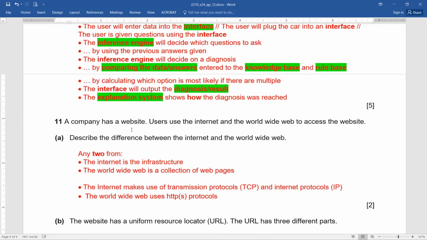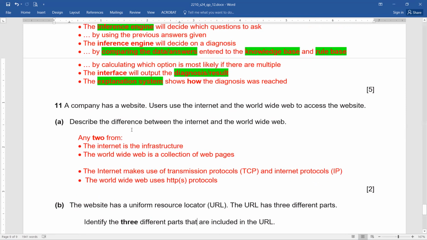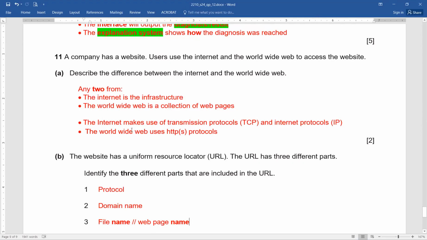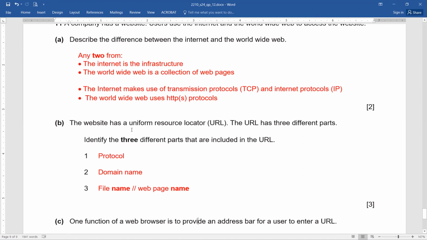The website has a URL, Uniform Resource Locator. The URL has 3 different parts. Can you recall and identify 3 different parts that are included in the URL? Okay, that's wonderful. Can you recall quickly? One of it you have recalled. 3 parts of the URL. Okay, excellent, Ali. It's your protocol, the domain name, and the file name, or I can say web page name. So in this manner, you can easily score 3 out of 3.